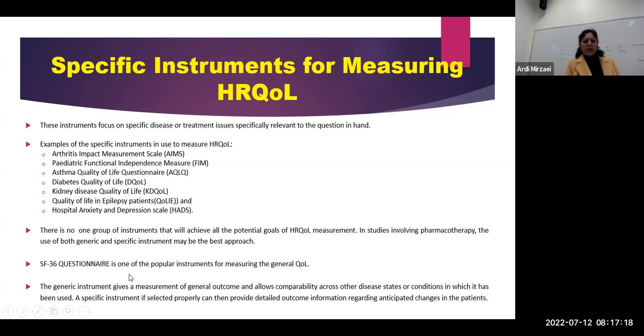So like this, there are several scales available. And there is no one group of instruments that will achieve all the potential goals. Then we have one popular instrument that is known as the SF36 questionnaire. This is very popular, and this is a general one. This measures physical, mental, all domains in general. This is used in association with a specific instrument. So a general instrument gives a measurement of general outcome and allows comparability across other disease-related conditions. And a specific instrument like asthma health-related quality of life, or anxiety scale and all that, is chosen depending on the disease.